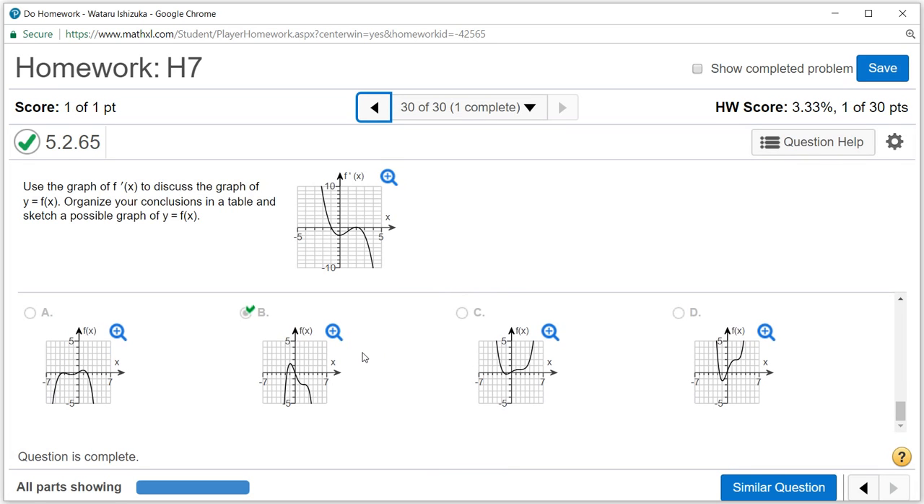All right, and okay, that's it. I hope that this was clear.